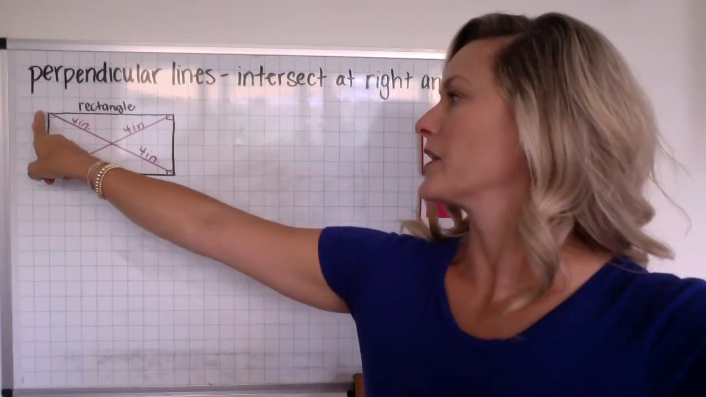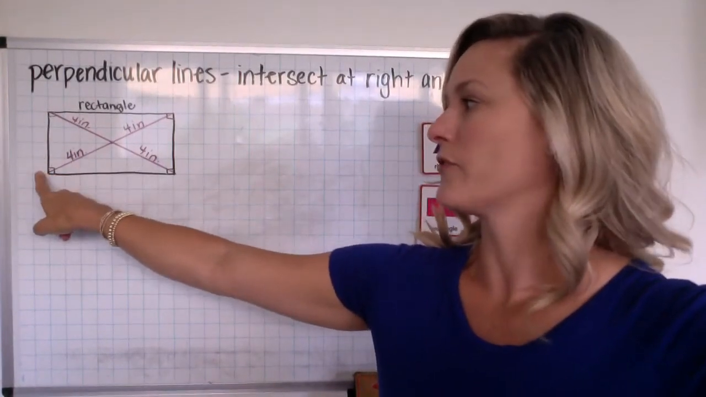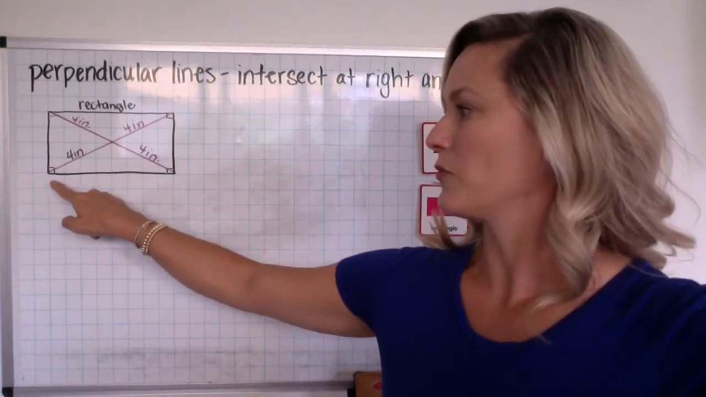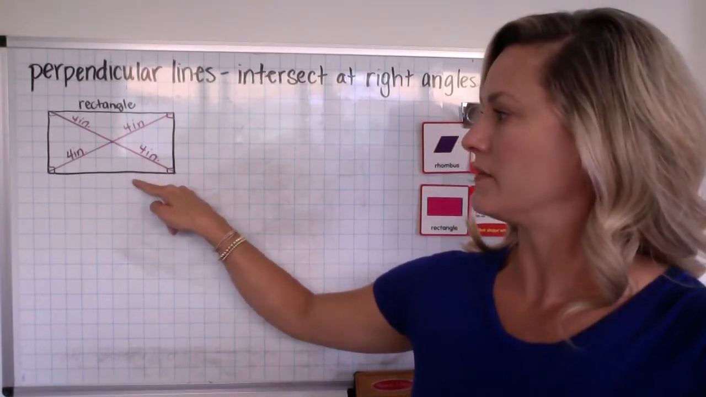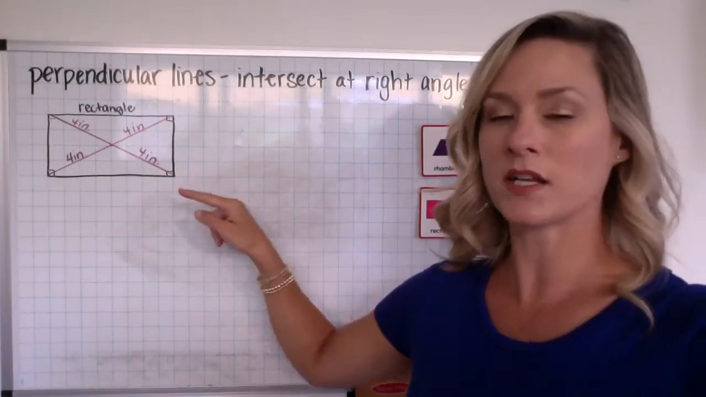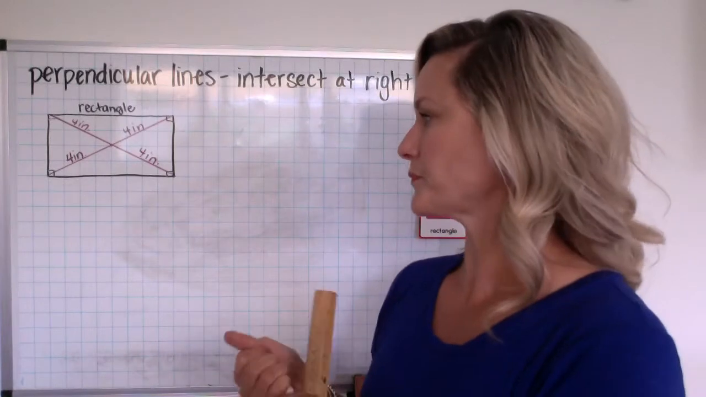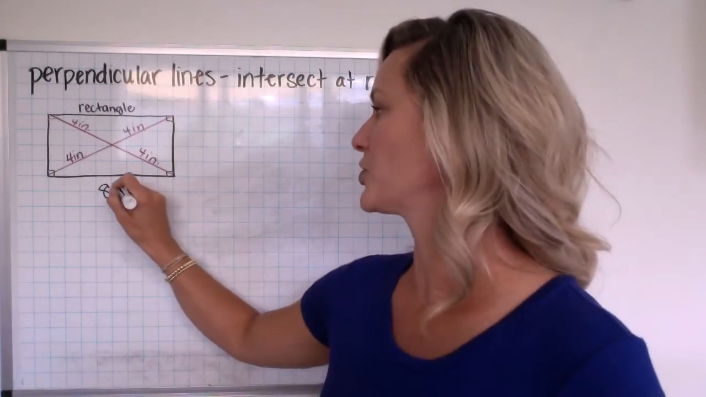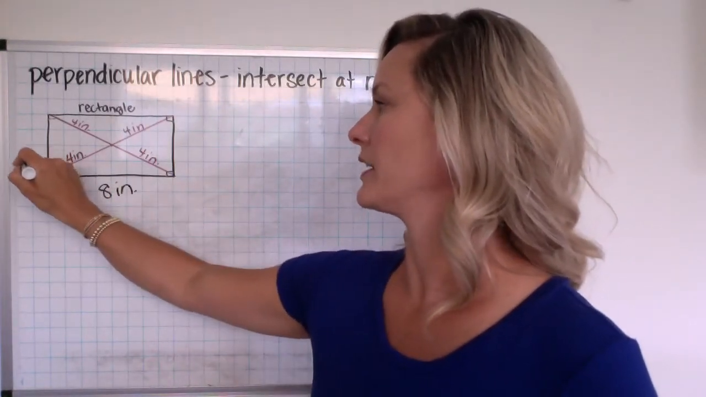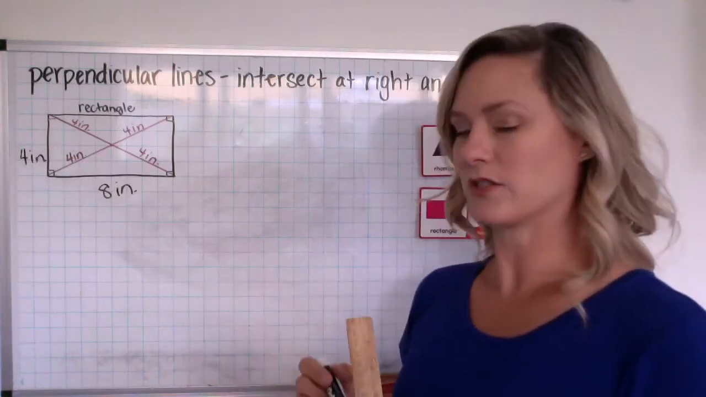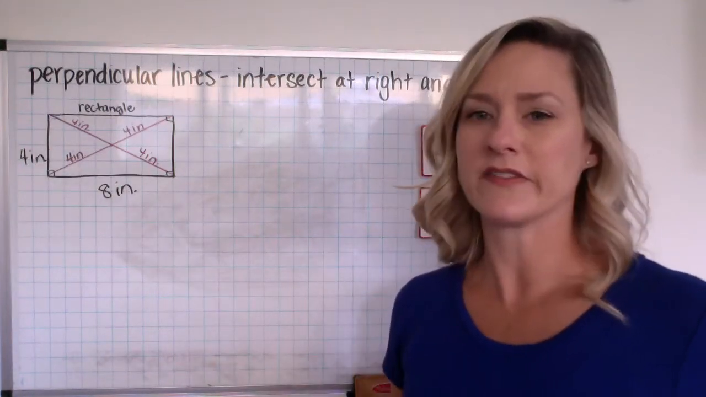So I drew 1, 2, 3, 4 inches down, and 1, 2, 3, 4, 5, 6, 7, 8 across. So it's an 8-inch by a 4-inch rectangle. What do you notice about the inside of it?